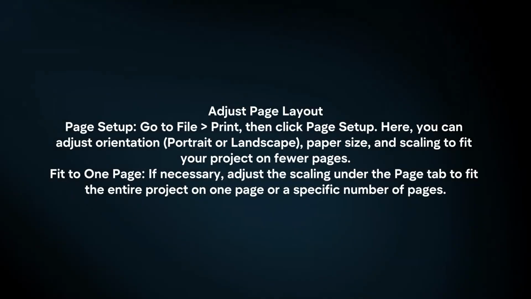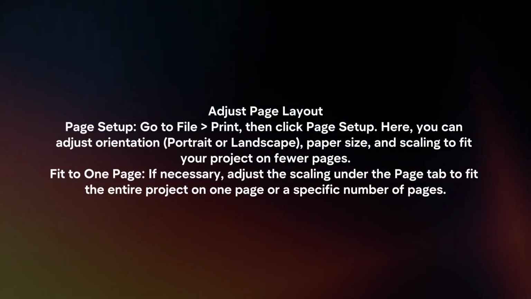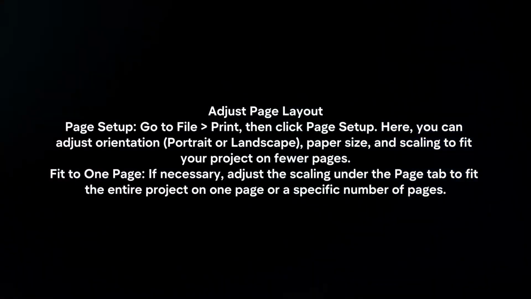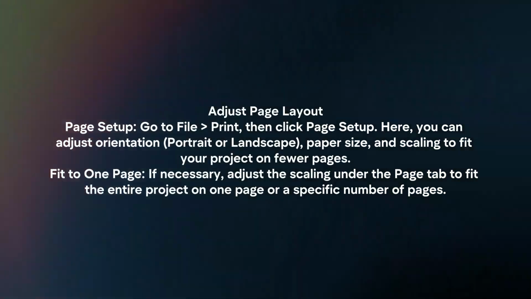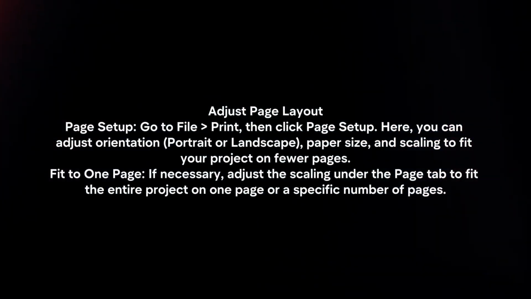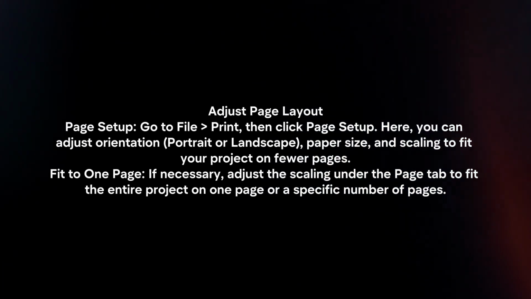Adjust page layout. Page setup. Go to File, Print, then click Page Setup. Here, you can adjust orientation, paper size, and scaling to fit your project on fewer pages. Fit to one page. If necessary, adjust the scaling under the Page tab to fit the entire project on one page or a specific number of pages.